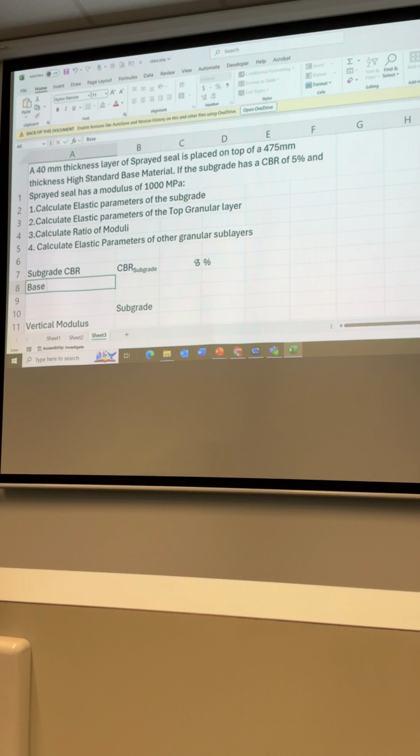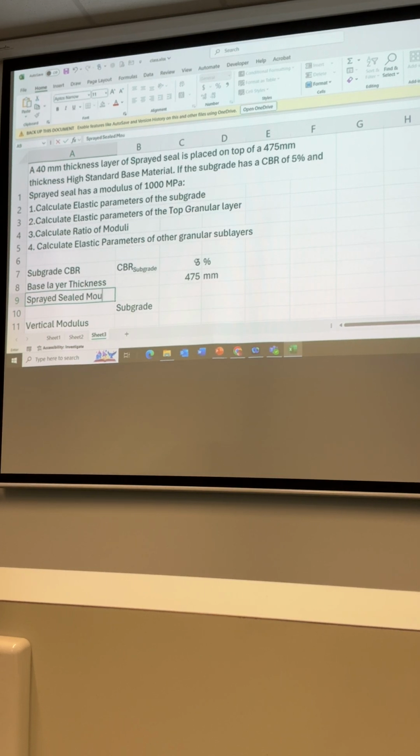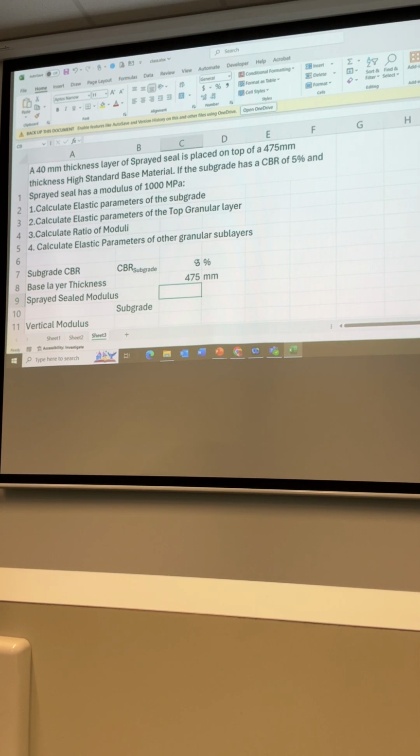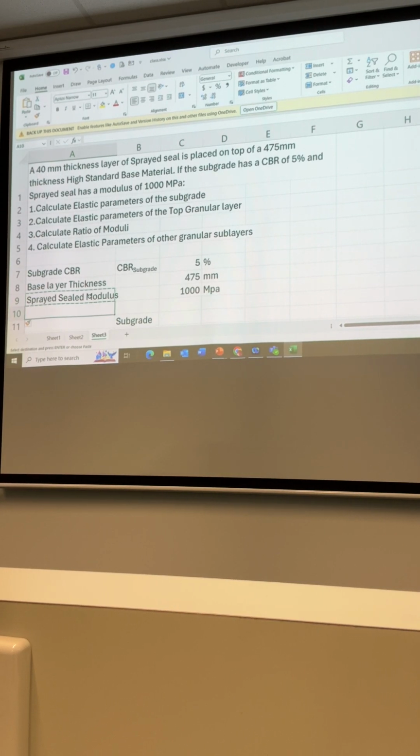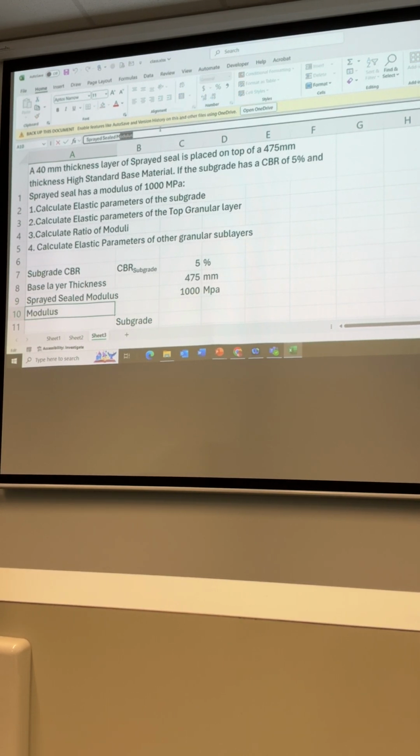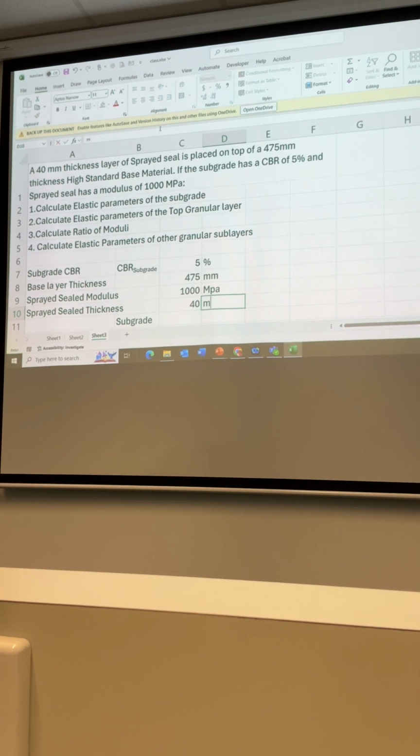Base layer thickness, 475 millimeters. Spray seal module, megapascal. And spray seal thickness, 40 millimeters. That's the data.